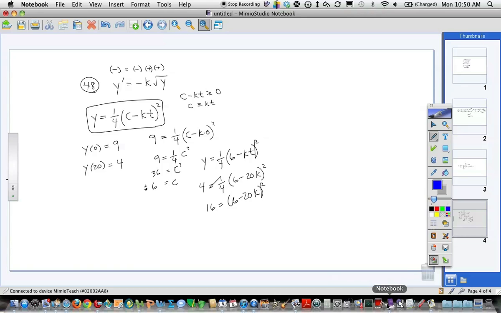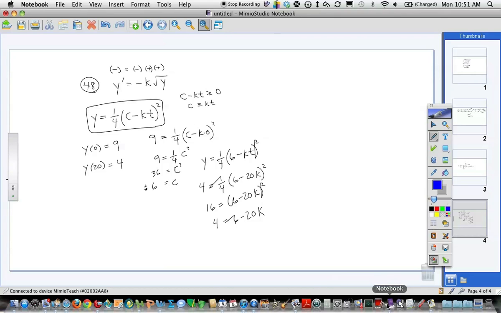I'm going to square root both sides. Now right there, I should have done a plus or minus again. Okay? I should have done a plus or minus right there when I did the square root of both sides. However, this 6 minus 20k, that is my C minus KT. That is okay, because 20 is in place of the T and 6 is in place of the C. So this is my C minus KT, and we said C minus KT has to be positive. So therefore, it can't be the -4, so we can leave it off.